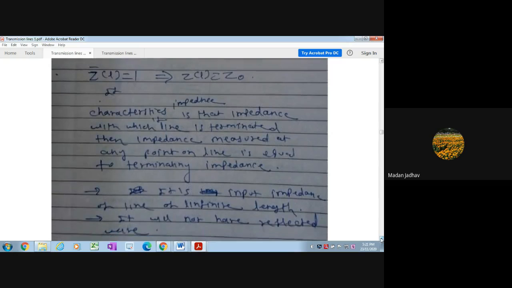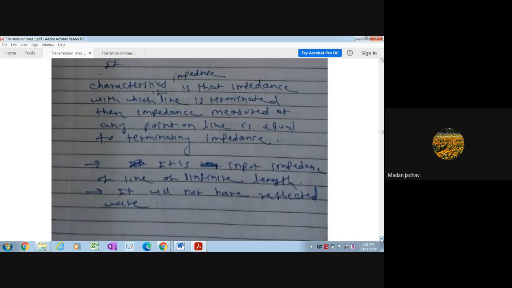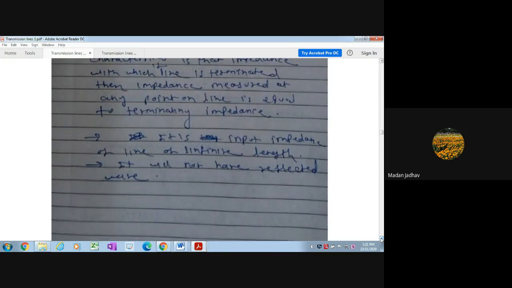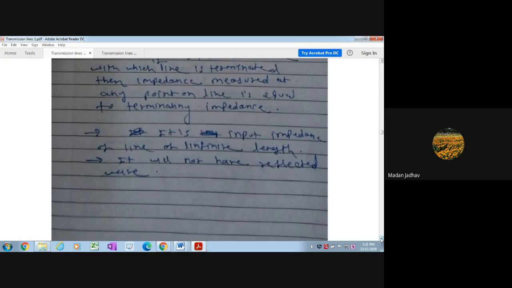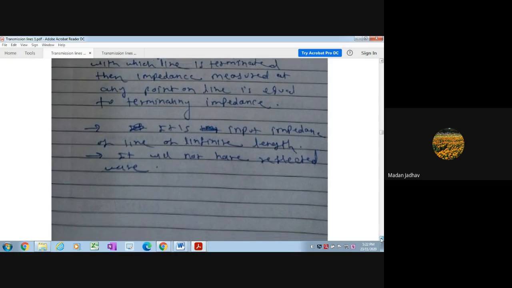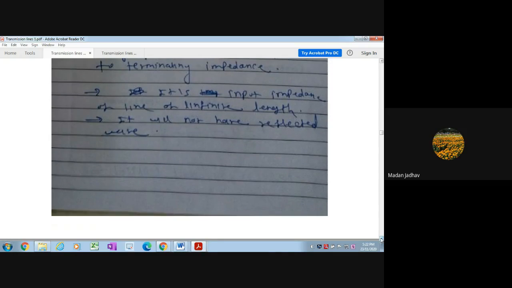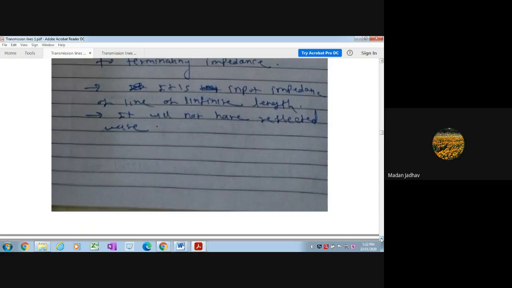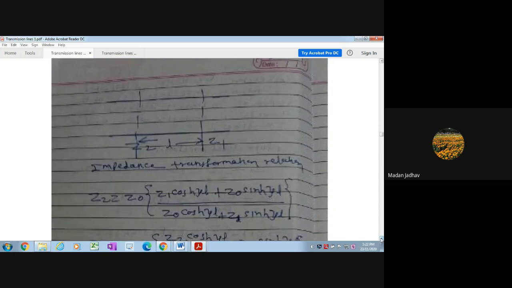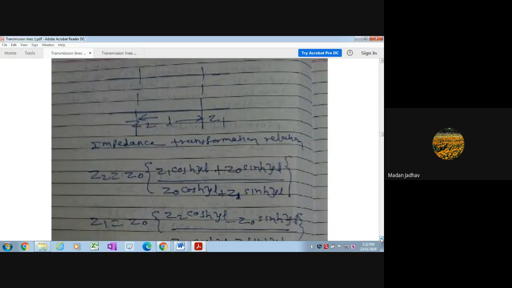Also, you can say that this is the input impedance of a line of infinite length. If you measure the input impedance of a line of infinite length, you will get the characteristic impedance. Now, this is the transformation equation.